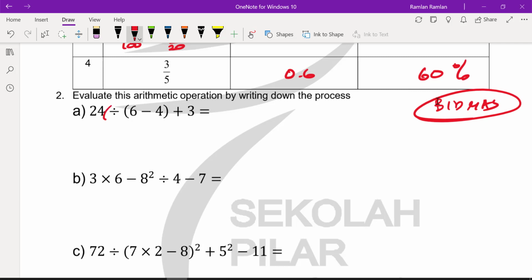Now in here we have division, we have bracket, and we have addition. So the one that we're going to do first is the one inside the bracket, which is 6 minus 4. 6 minus 4 is 2, right? So I'm going to rewrite everything over here, and this becomes 2. Next one is bracket. Index, we don't have any index. We have division, yes we have, so we're going to do this first. 24 divided by 2 is 12, and then plus 3, and then you can add them. 12 plus 3 is equal to 15. Okay, so you do it like this.